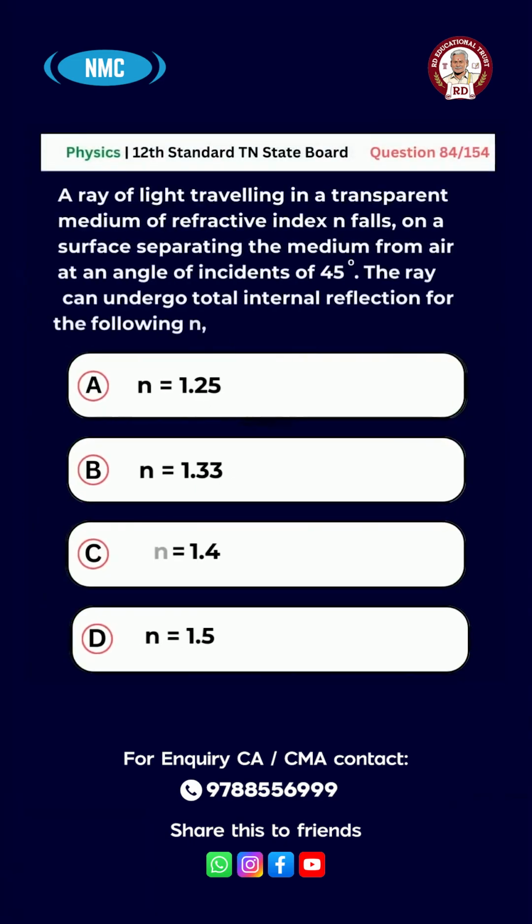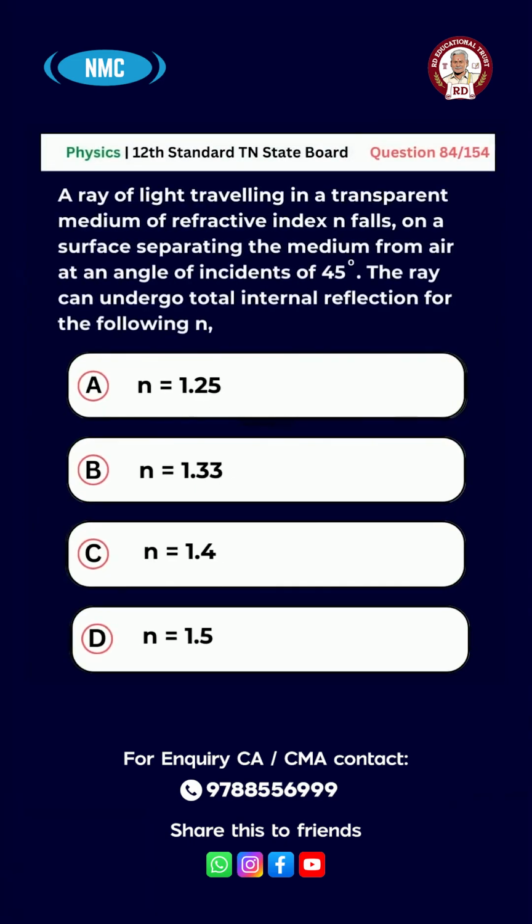Question number 84. A ray of light travelling in a transparent medium of refractive index n falls on a surface separating the medium from air at an angle of incidence of 45 degrees. The ray can undergo total internal reflection for the following n. Option A, n equal to 1.25, B, n equal to 1.33, C, n equal to 1.4, D, n equal to 1.5. The right answer is option D, n equal to 1.5.